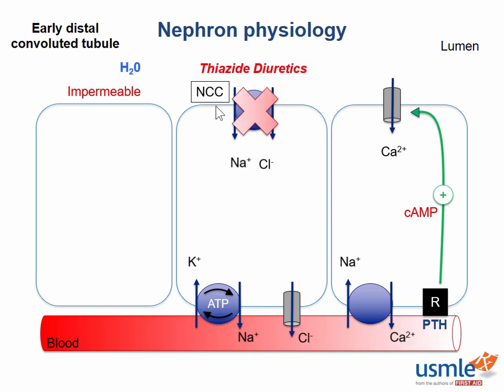Before we move on, there's one key additional point that we should hammer home. It is that thiazide diuretics decrease the excretion of calcium in the urine. Don't worry, we'll work through this step by step.